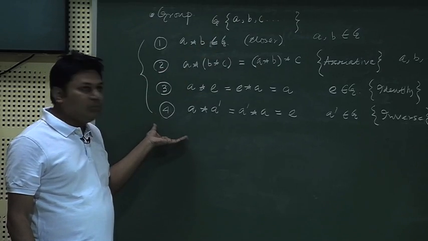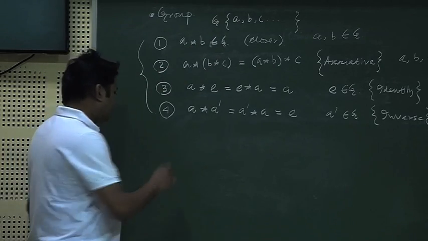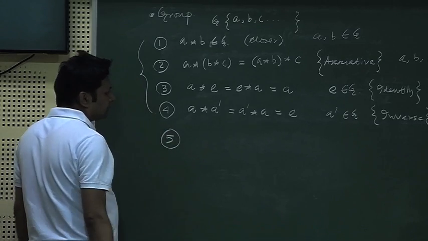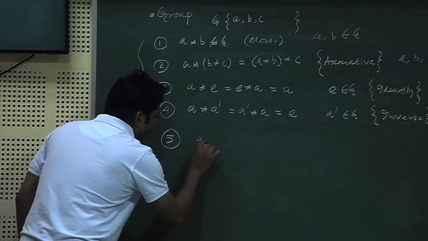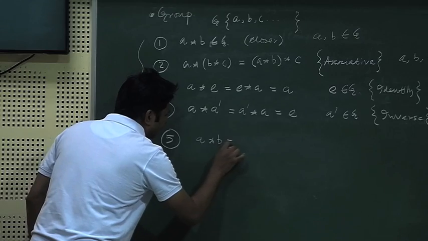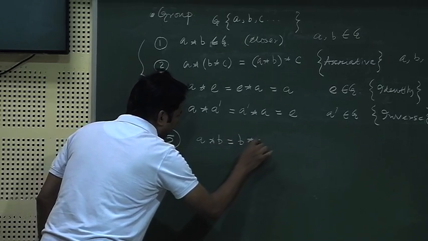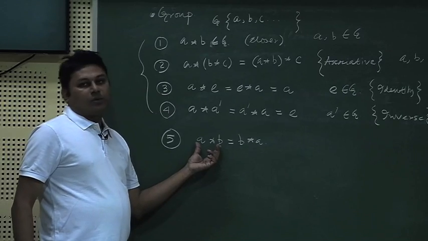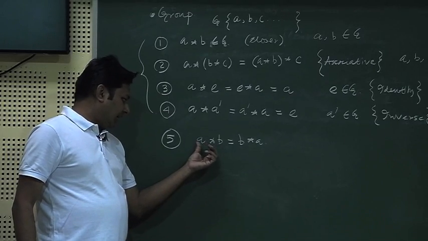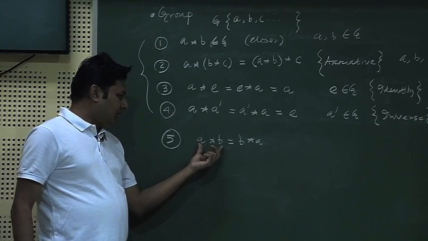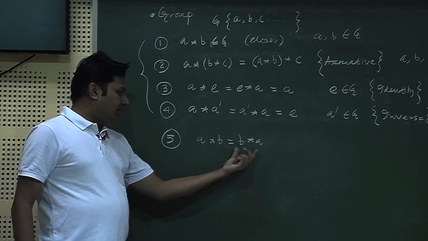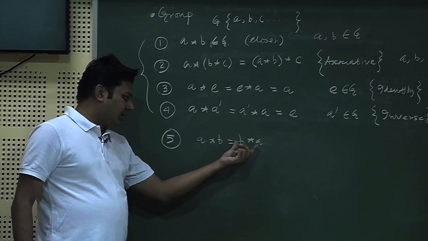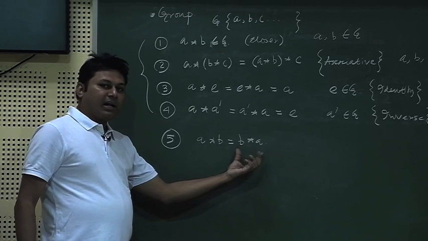However, apart from these 4 properties, there is another property which is not essential to be a group, but which is important to know: A star B is equal to B star A. If that is true, that means I can reverse the operation. I first take A and then operate over B. Whatever the result, I will get the same thing if I exchange the elements: I take B first and then A.